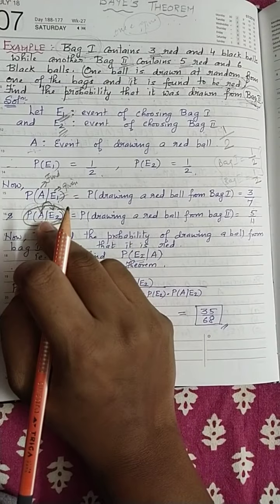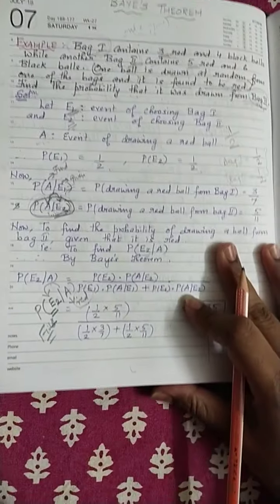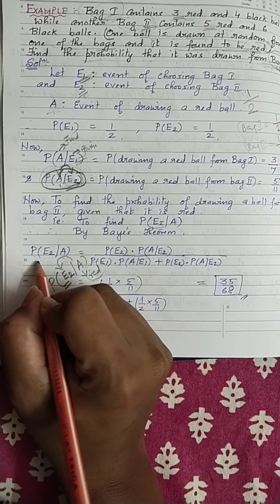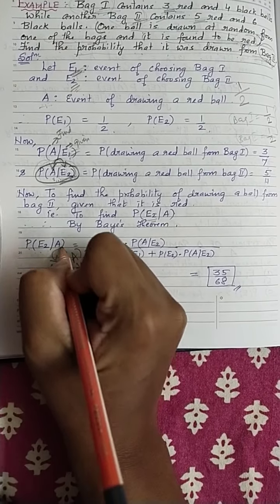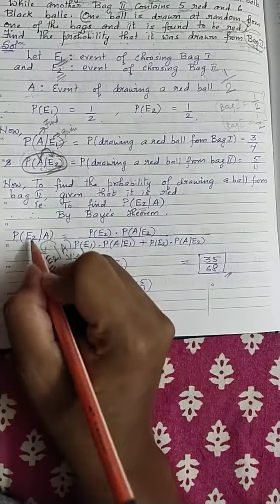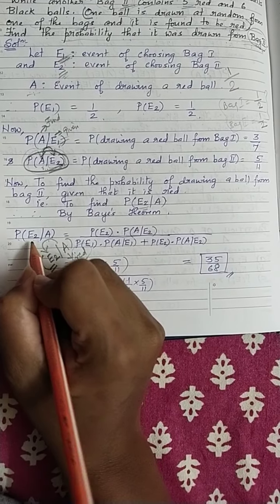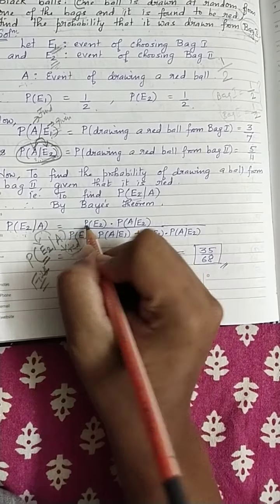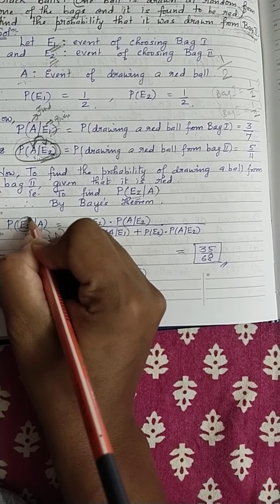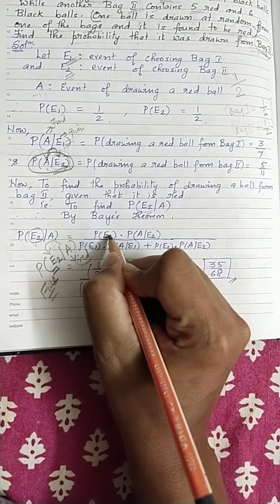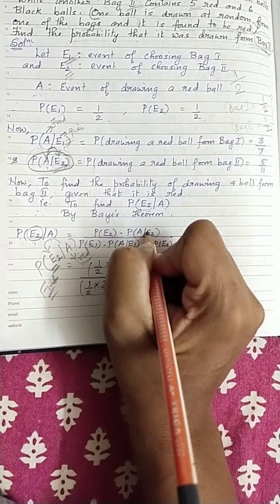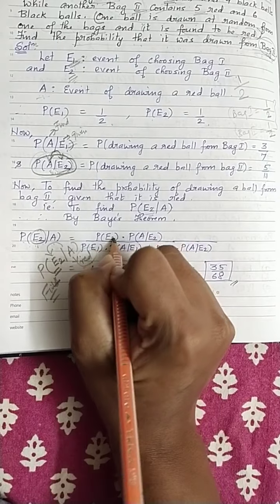Now how to find its reverse probability? There comes the Bayes theorem formula. Now how to apply the formula? P of, that is, the conditional probability of E2 given A. A is given, that it is a red ball, and for E2 you have to find that it has been drawn from bag 2. Now see the formula. Whatever you are supposed to find, suppose it is E1, then in the numerator it should be E1 and the conditional probability also with respect to E1, the one which we have already found. So if it is E2, then in the numerator it will be E2.